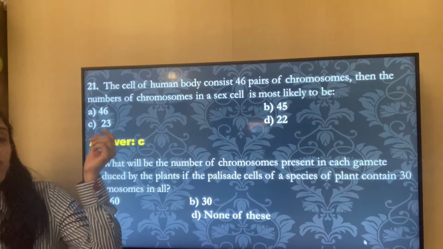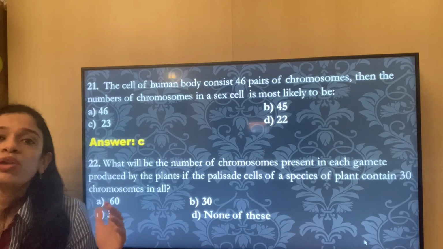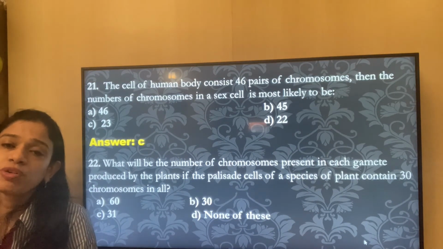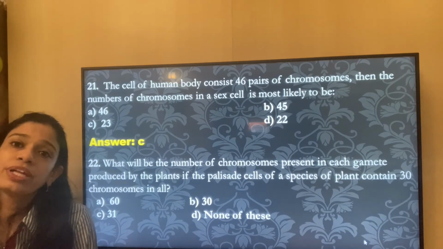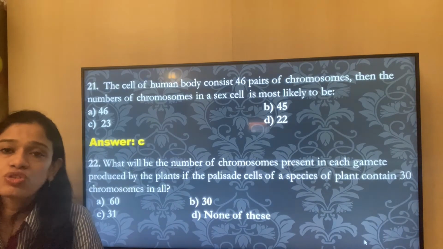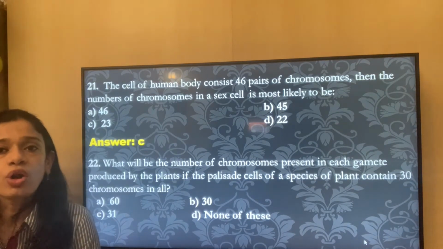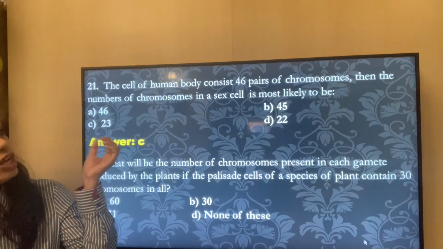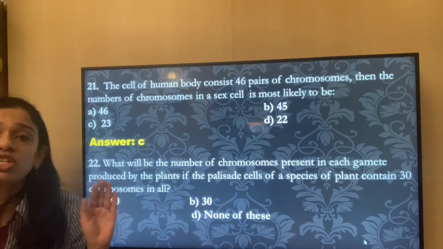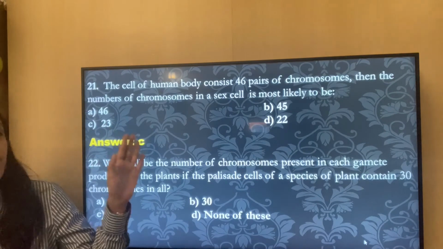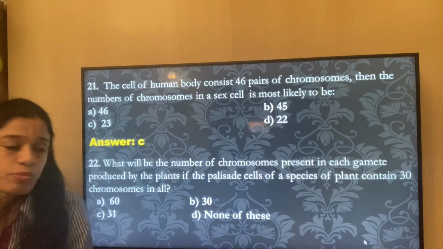So we'll have 23 chromosomes, because 23 chromosomes from parent A and 23 chromosomes from parent B combine to form the zygote, and the zygote gets 23 from the father and 23 from the mother. This combines to form 46 chromosomes or 23 pairs of chromosomes. So in a sex cell we'll have only 23 chromosomes. It should be 23, not 23 pairs. 23 pairs are there in a normal human cell of a human body.